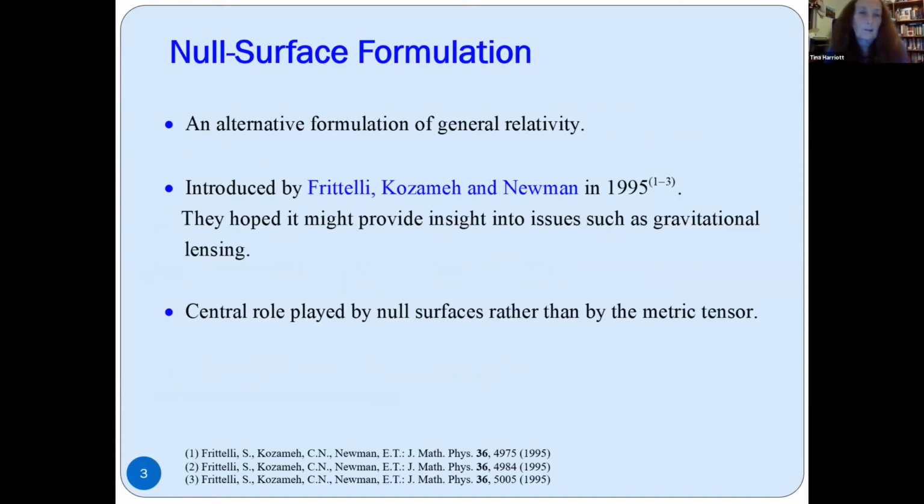So NSF is an alternative formulation of general relativity, but can be shown to be entirely equivalent to it. It was introduced in the mid-1990s by Ted Newman's group in Pittsburgh. And at the time, they hoped that it might provide insights into things like gravitational lensing and singularity issues. As we all know, the central role in general relativity is played by the metric tensor. And once one knows the metric, one can formulate the null surfaces. NSF takes exactly the opposite approach. The central role is played by the null surfaces, and if one so desires, one can calculate the metric.